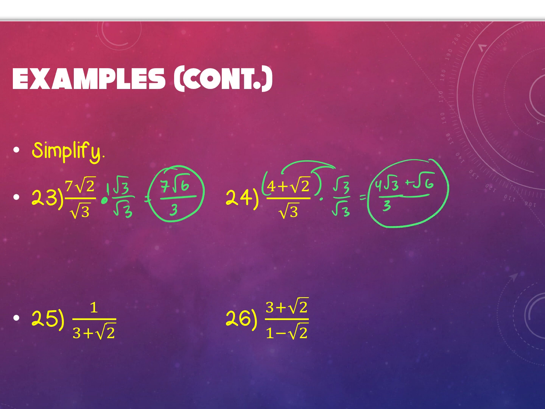I'm tempted because I see a 3 there and a 3 here. I see a 6 and a 3, and I know they have common factors. But I just can't do it because the 3 and the 6 in the numerator are in the roots, as opposed to the 3 at the bottom, which is not in a root.